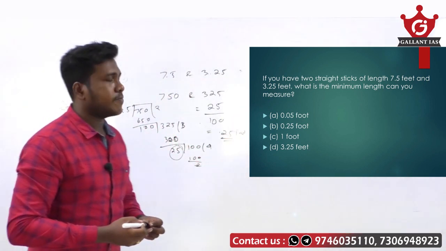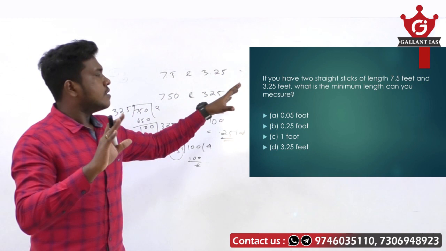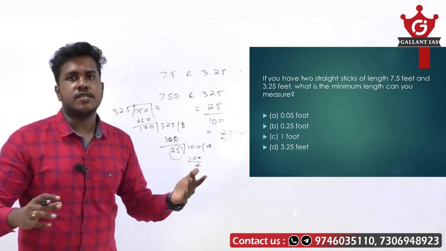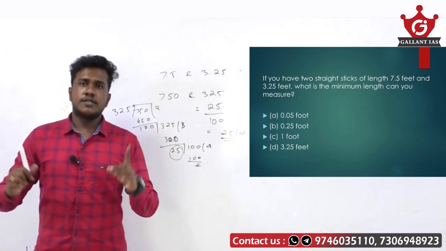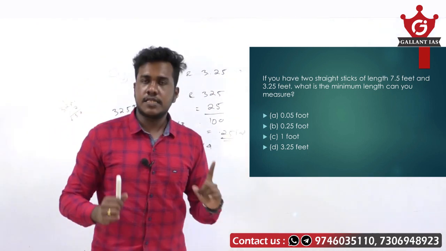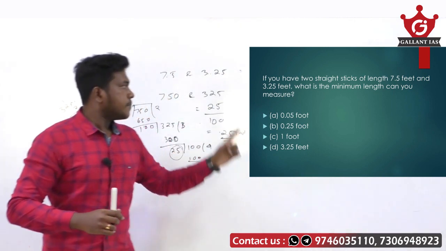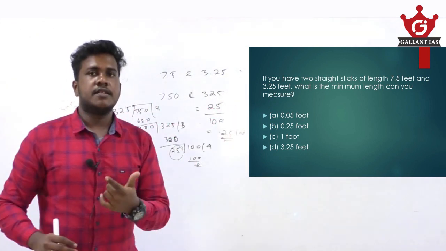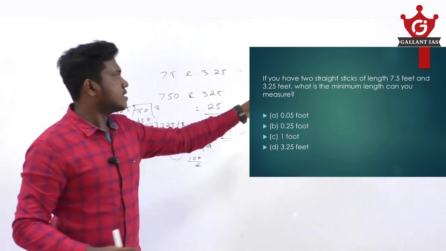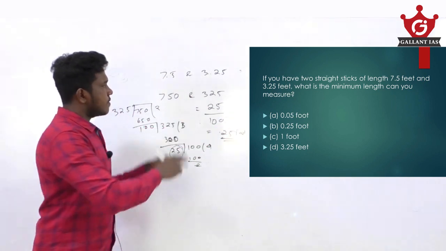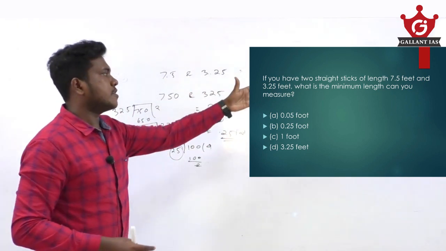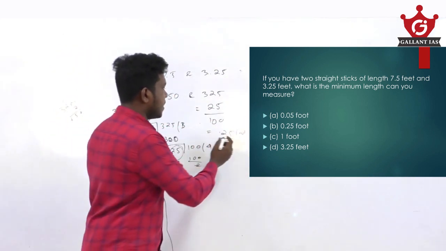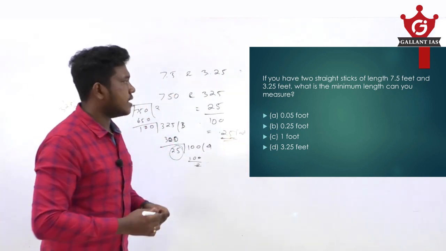So it's a very simple question. I will explain the question once again. If you have two sticks of length 7.5 and 3.25 feet, what is the minimum length you can measure? That's the question they asked. There are two sticks, and here we need to use the concept of HCF in order to solve this question. You need to find the HCF of 7.5 and 3.25, and I already explained why I used HCF here. When you find the HCF of 7.5 and 3.25, you will get the answer as 0.25. So our answer is 0.25 foot. There are many methods to solve this question, but this is actually the easiest method.